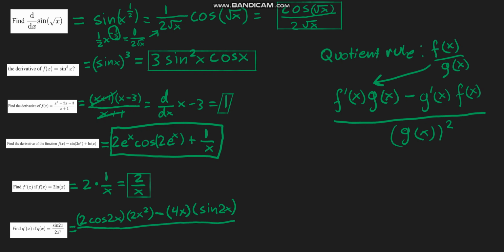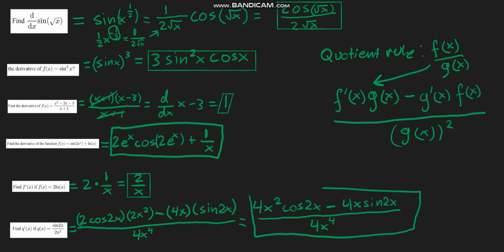On the denominator, we have 2x squared squared, so we have 4x to the power of 4. Okay, so we can simplify this now. 2x squared times 2 cosine 2x, we get 4x squared cosine 2x minus 4x sine 2x. This still is over 4x to the 4th. And this is our final answer.